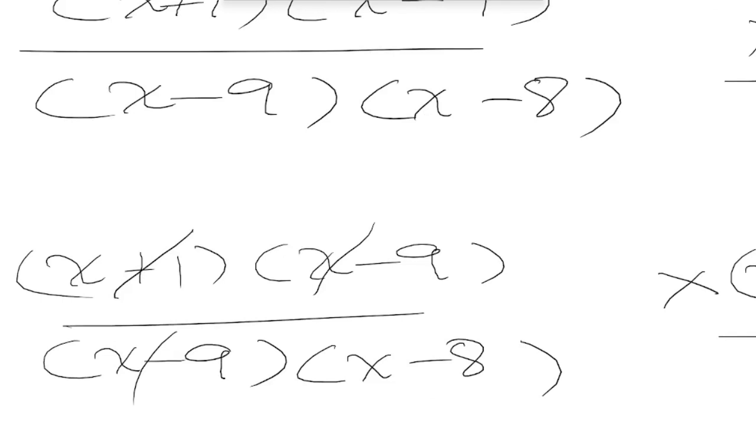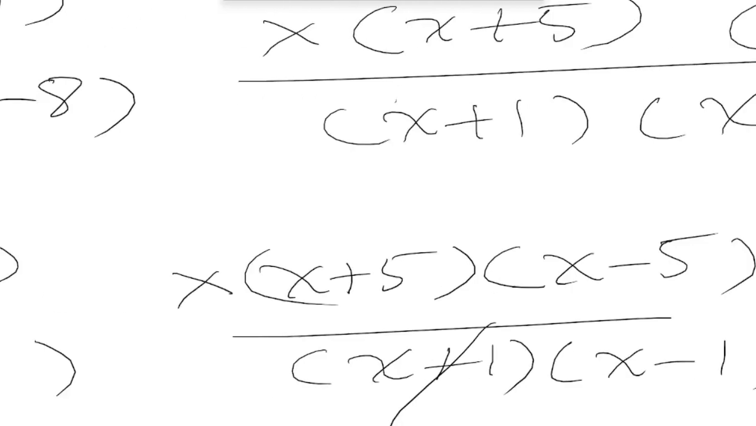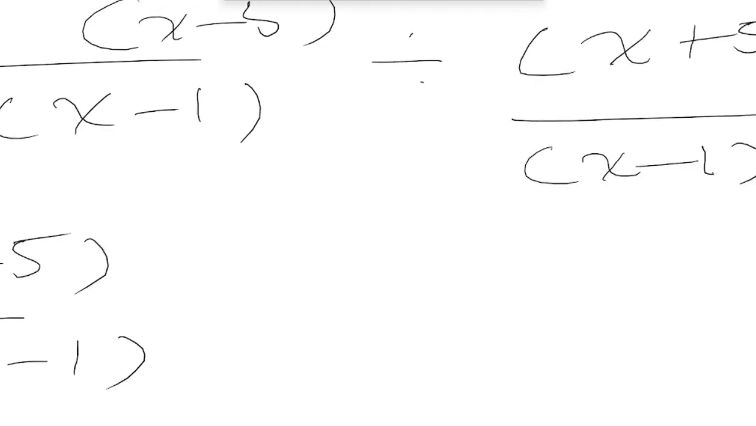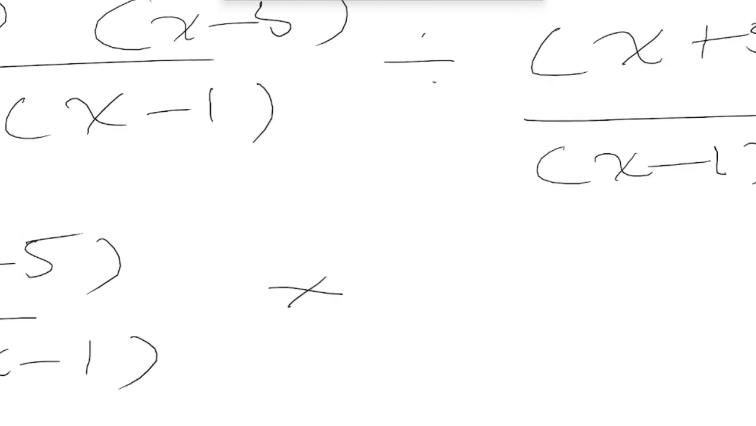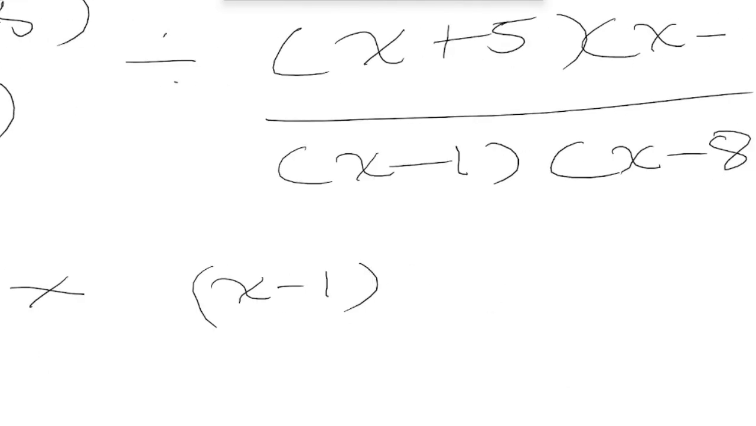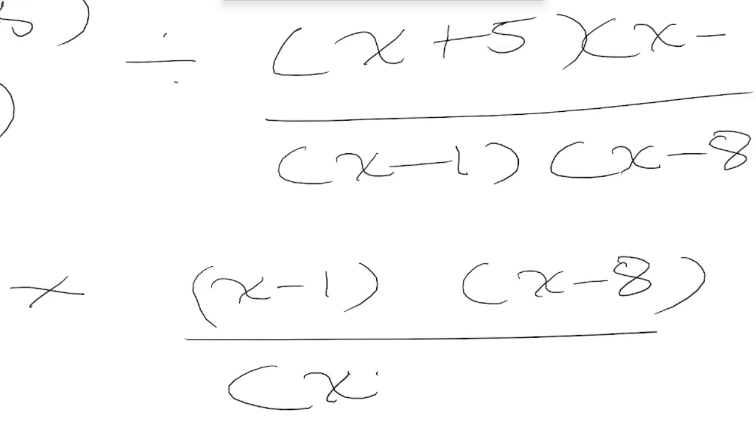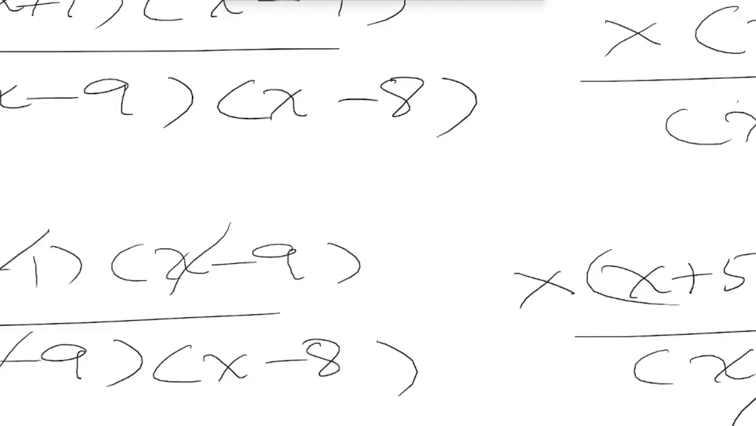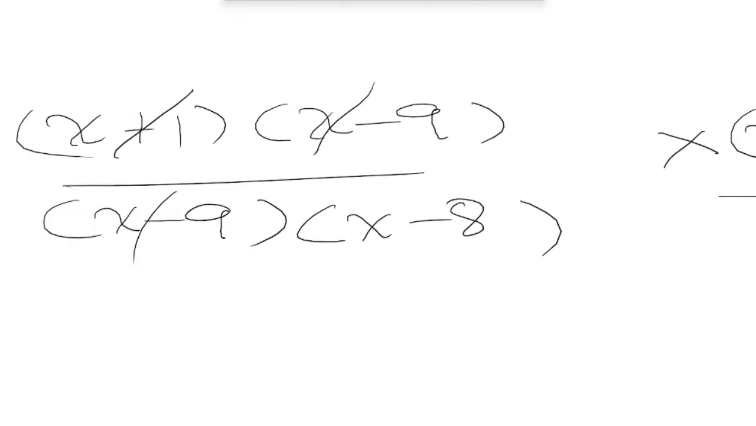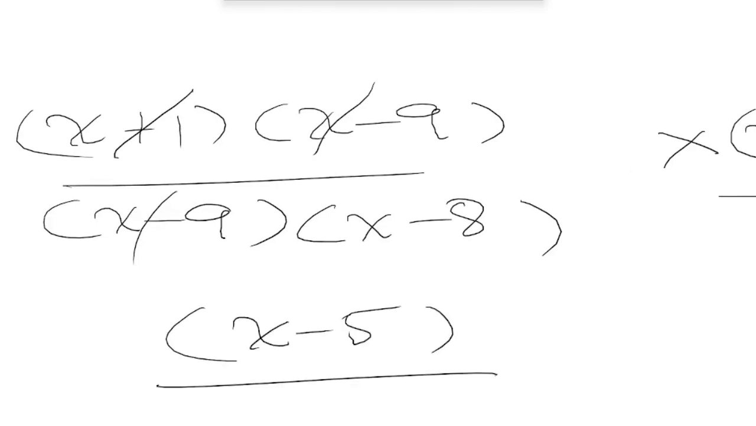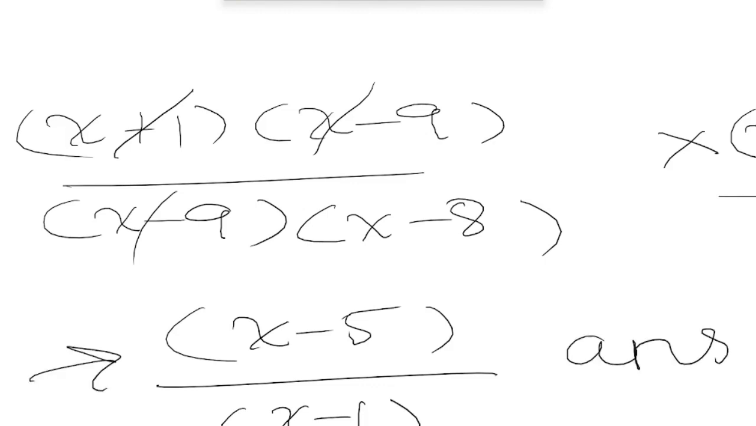So that leaves us with 1 over x minus 8 multiplied by x plus 5 x minus 5 divided by x minus 1, and then the flip will occur. So we will have x minus 1 and then we will have x minus 8 here divided by x plus 5 and x minus 1. So after dividing all of the values, in the end our answer is x minus 5 and x minus 1. So I will just write x minus 5 divided by x minus 1. So this will be our final answer for question number 7.